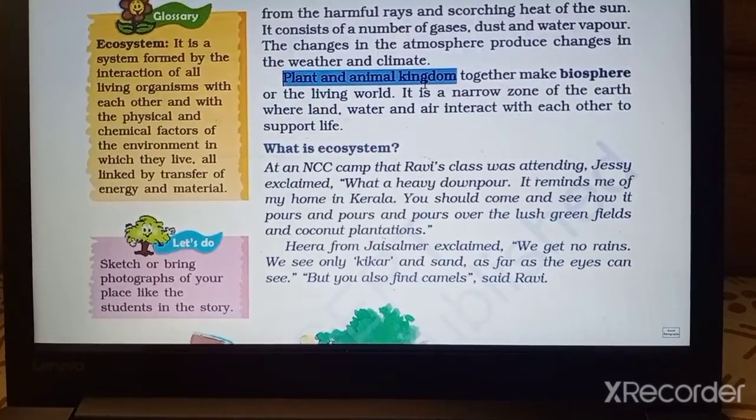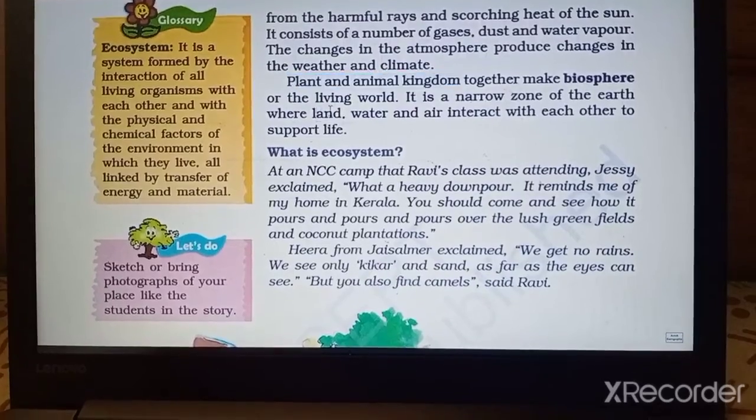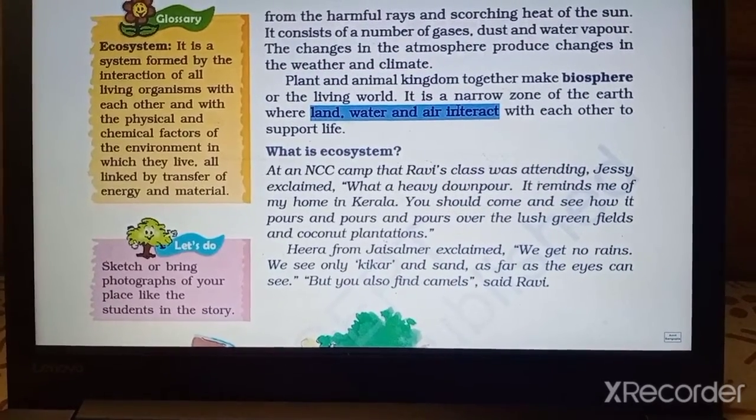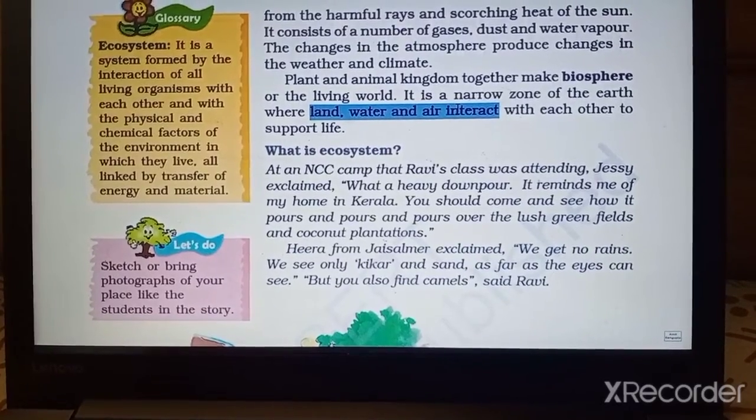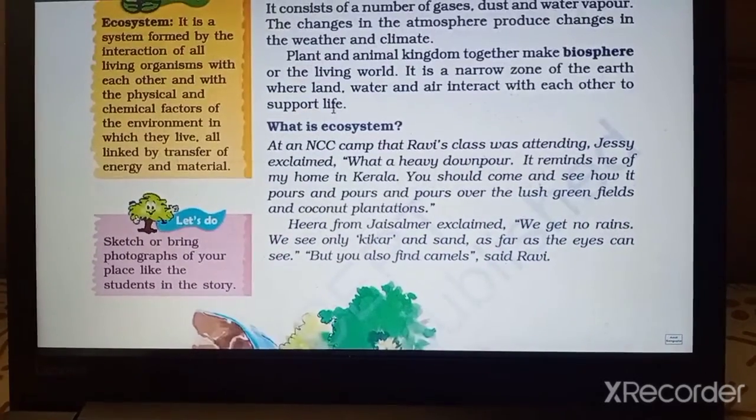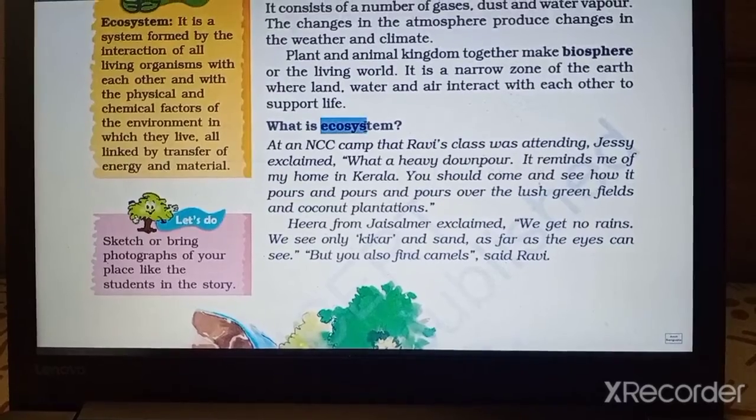Plant and animal kingdom together make the biosphere. Land, water, and air interact with each other to support life. That point where these three interact is called the biosphere. Now let's try to understand the meaning of ecosystem.